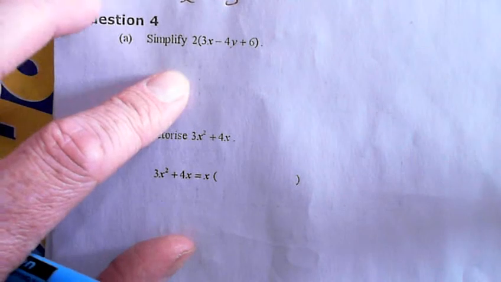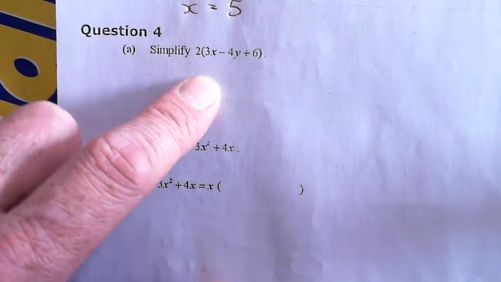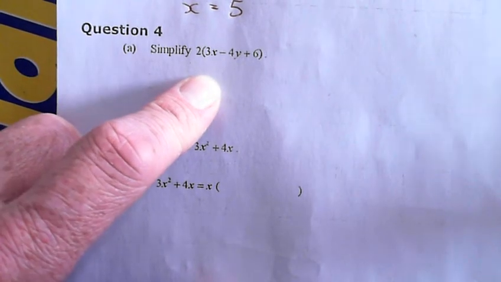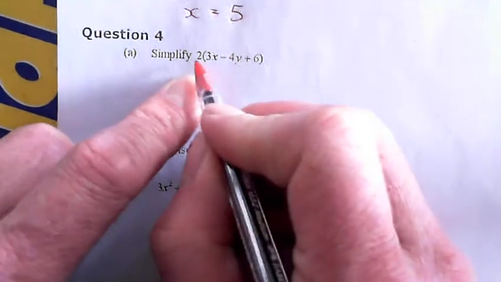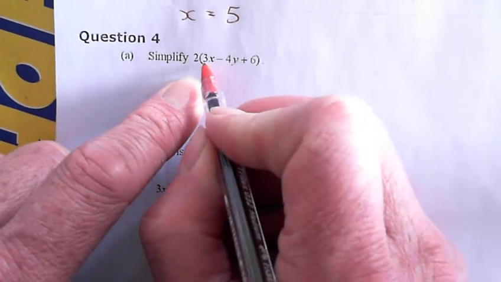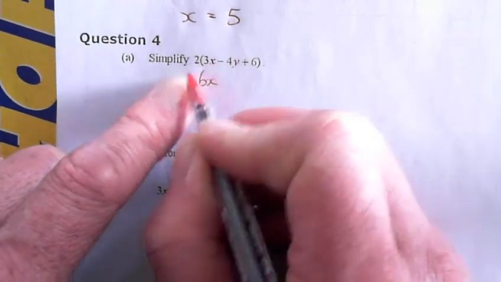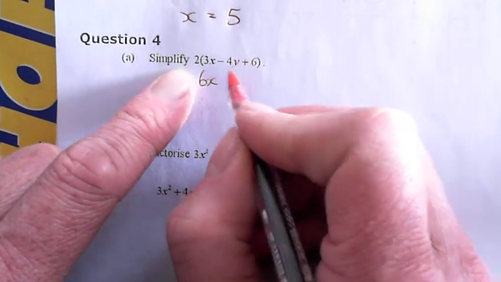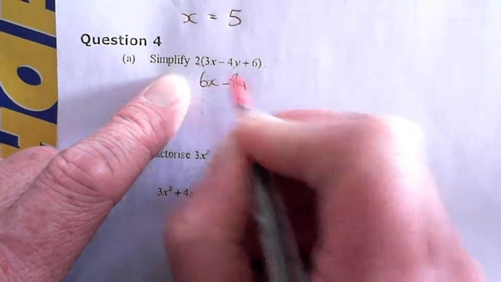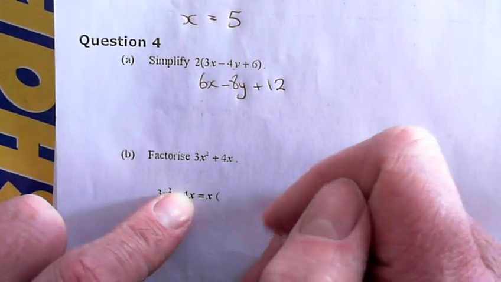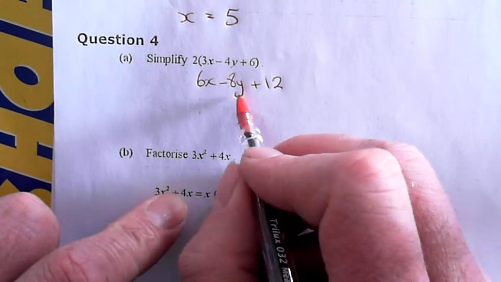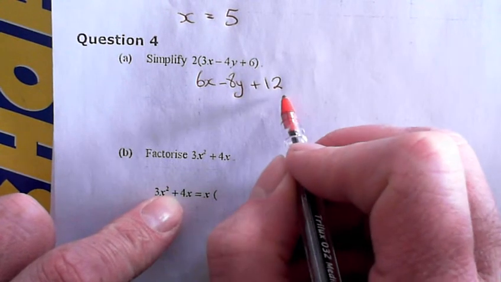Right, the next one. Simplify. So we see brackets, so straight away we multiply. Looking up. Look up. 2 times 3x. 2 times, so double minus 4y. 2 times 6 is 12. So we're finished. Can you add a 6x to an 8y? To a 12? No.